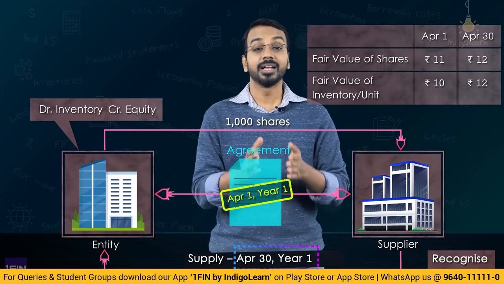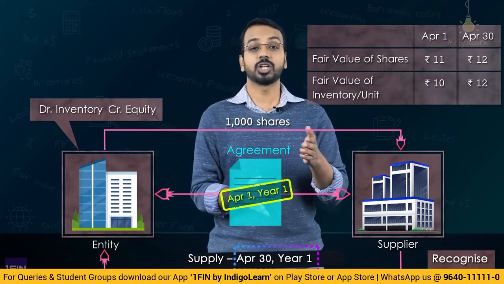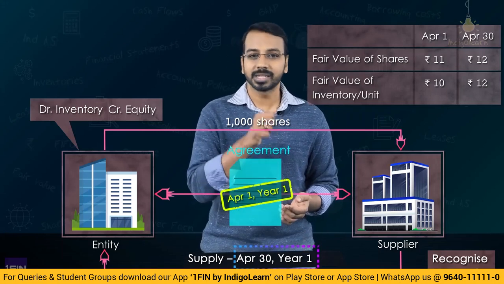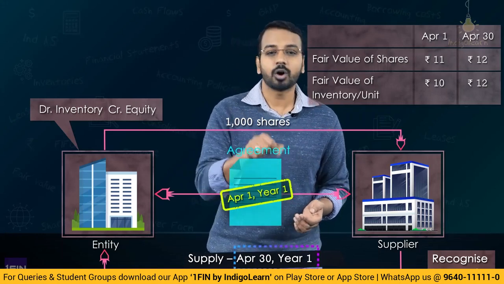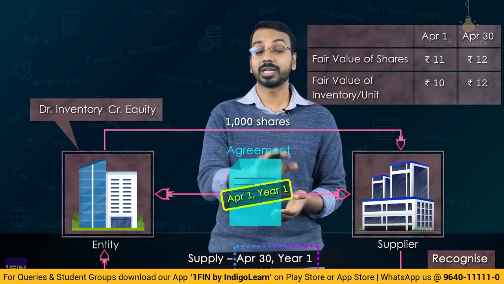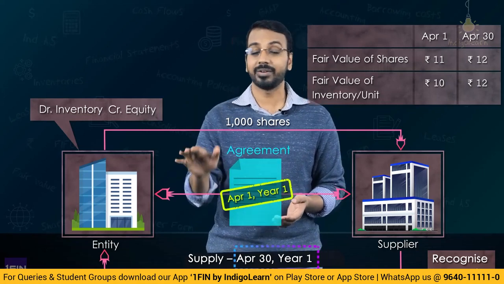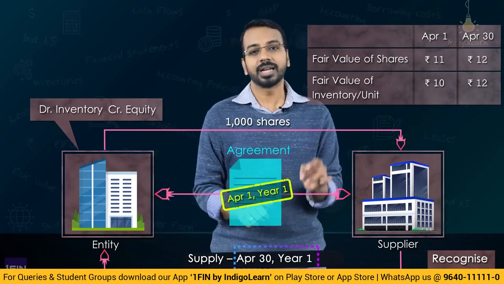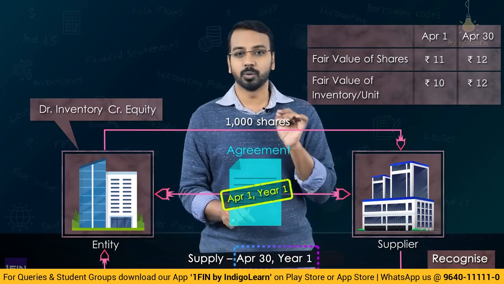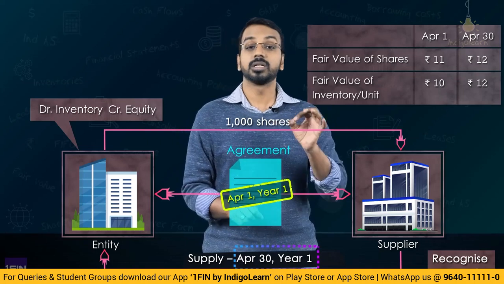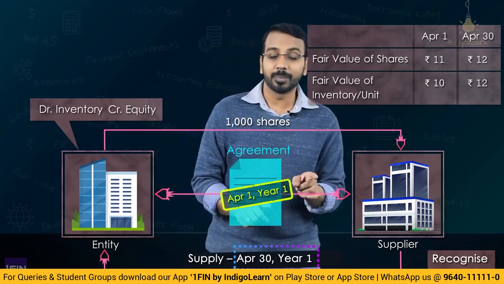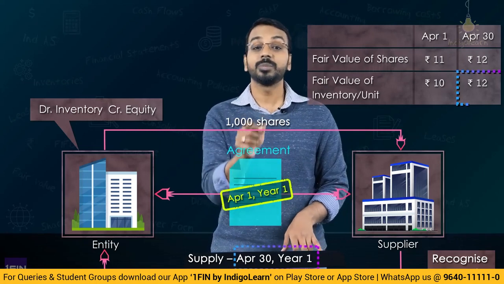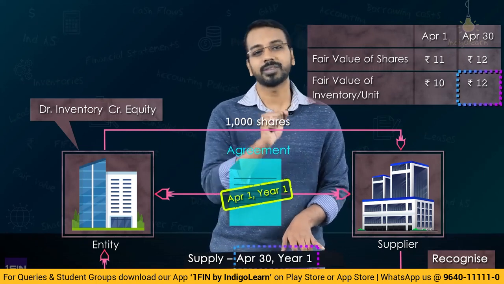Now we have understood that whenever there is a transaction with a non-employee, the first preference will be the fair value of goods and services received on the date on which we receive the goods and services. Grant date is not relevant. Grant date is relevant only when there is a transaction with an employee. For non-employees, we will consider the date on which we have received the goods. What is the date on which we have received the goods? 30th of April. On 30th of April, what is the value of goods that we have received? 12 rupees per unit, so a total of 12,000, right?